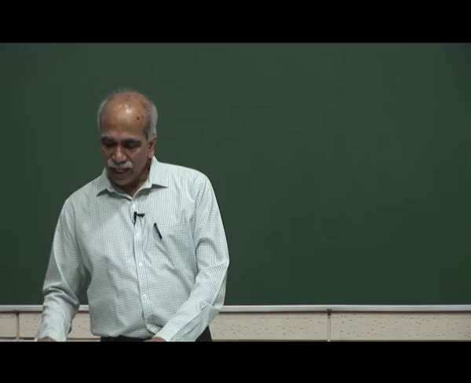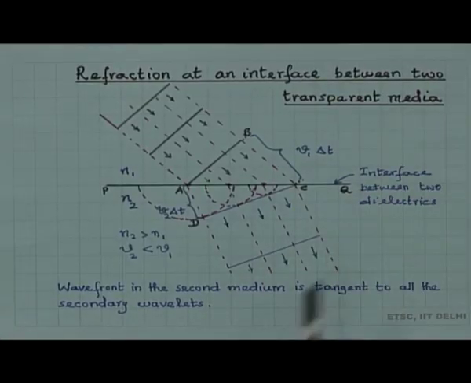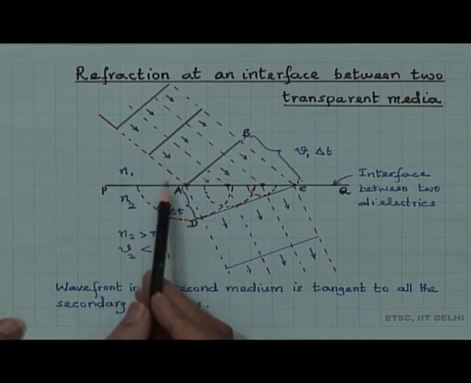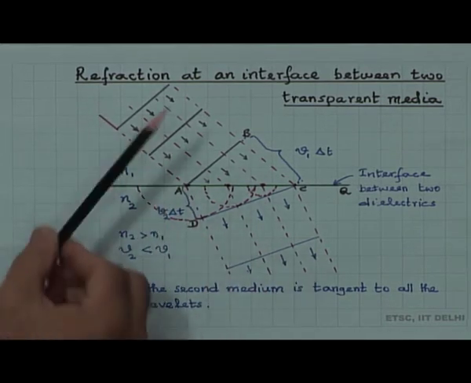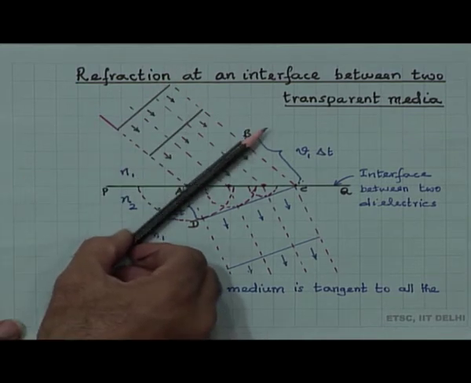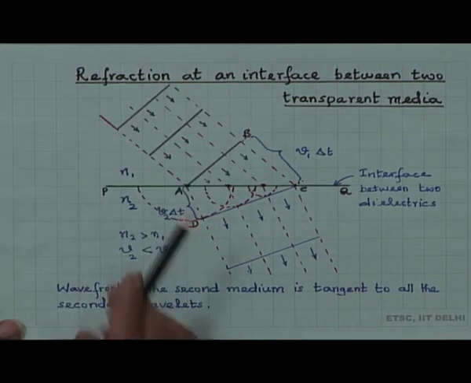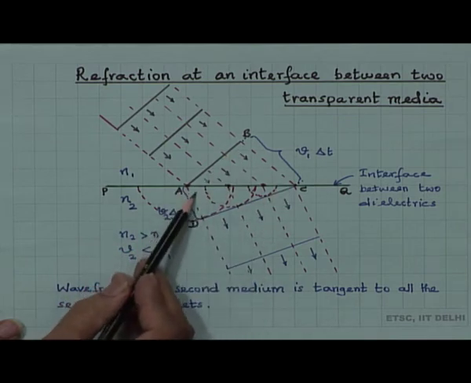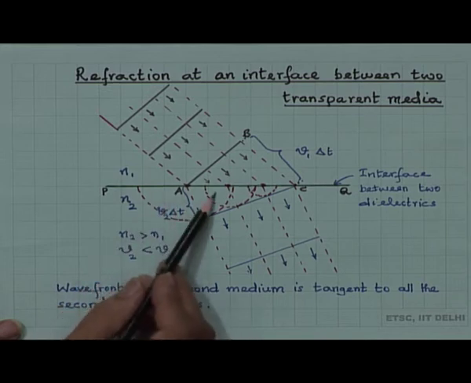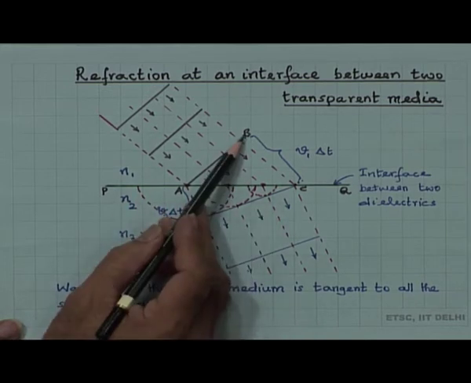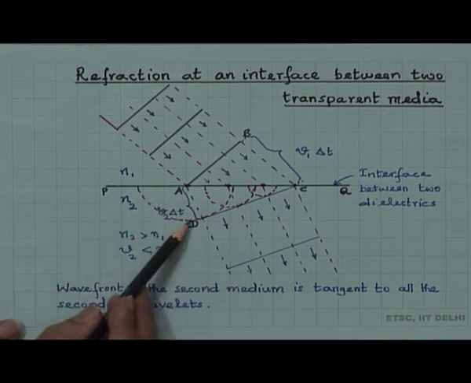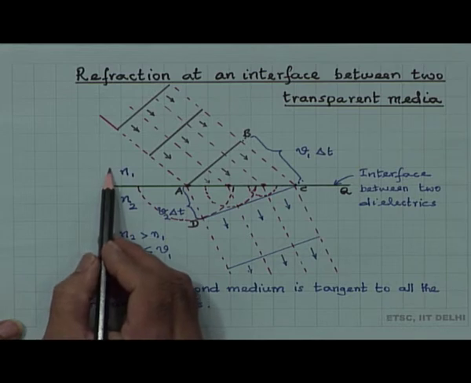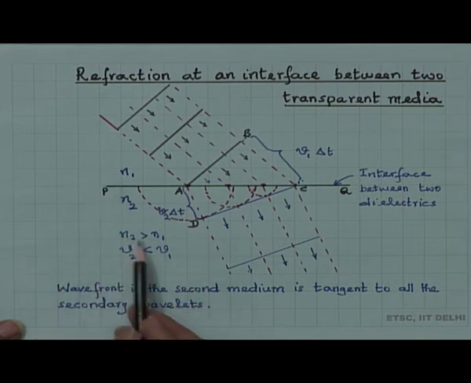Here it is, refraction at an interface between two transparent media. As before, this time I am not drawing because it is shown here, the incident wavefront is coming here, and at this interface the secondary wavelets start coming out. When B reaches here, the secondary wavelet reaches here. Note that the refractive indices are different, N1 and N2. N2 is greater than N1.